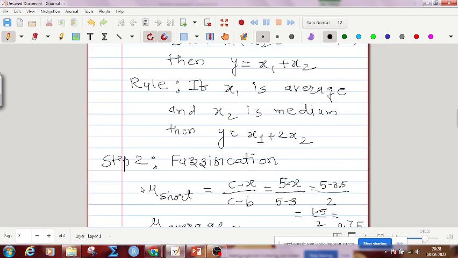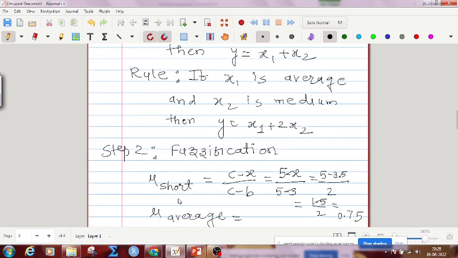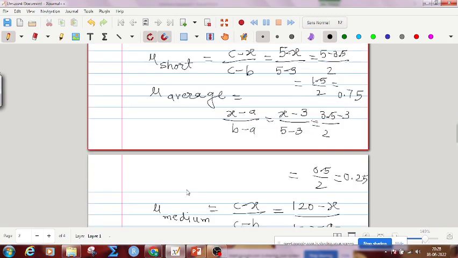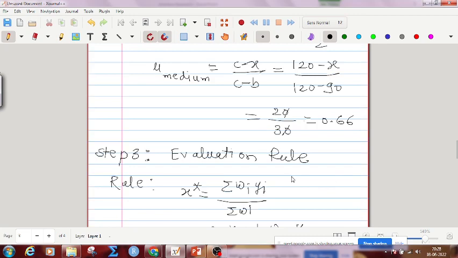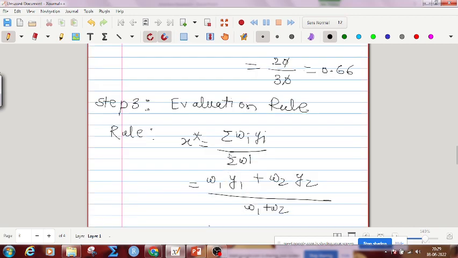Now according to these rules, in the second step I apply fuzzification. For 3.5 in the classes short and average, what will be the membership? Similarly in the medium class, for x equals 100, what will be the value? So we get those memberships here. Further, we don't evaluate every rule. For the final value, the defuzzification uses the weighted average method: the sum of wi yi divided by the sum of wi. As there are 2 rules, we need (w1 y1 plus w2 y2) divided by (w1 plus w2).